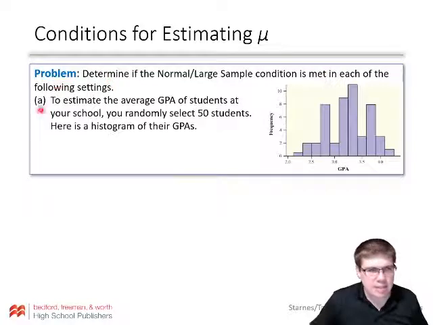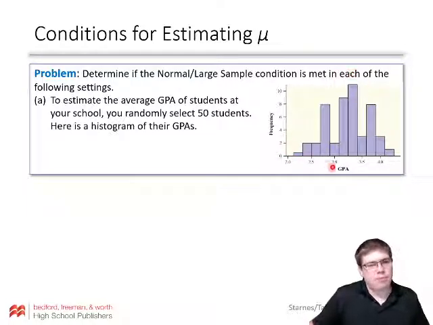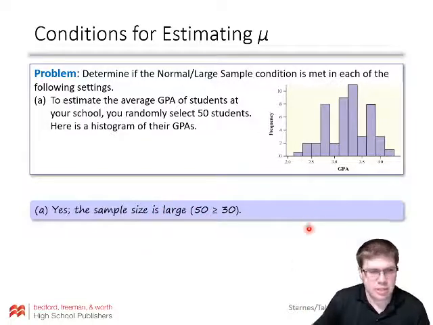To estimate the average GPA of students at your school, you randomly select 50 students. Here is the histogram of their GPAs. We don't actually have to worry too much about this. Our sample size is large. 50 is big enough. So our sample size is large. CLT covers us. We're going to be approximately normal for our sampling distribution, and so a t interval is going to be appropriate.